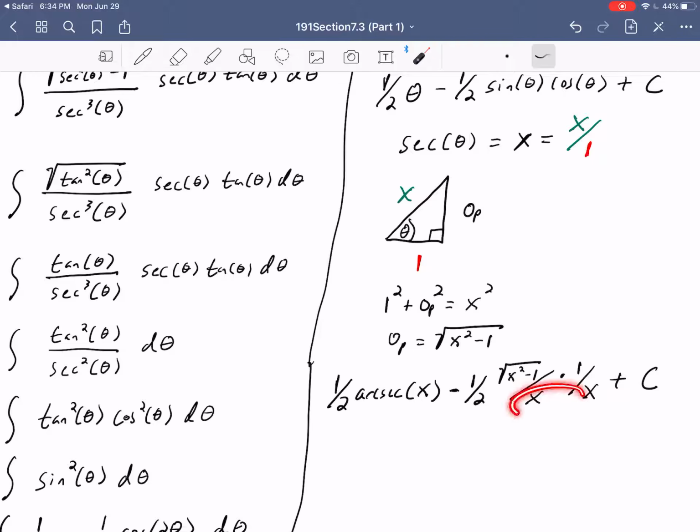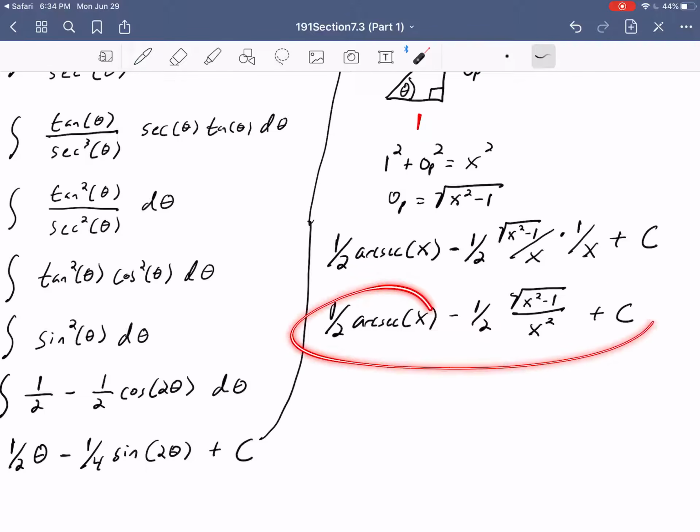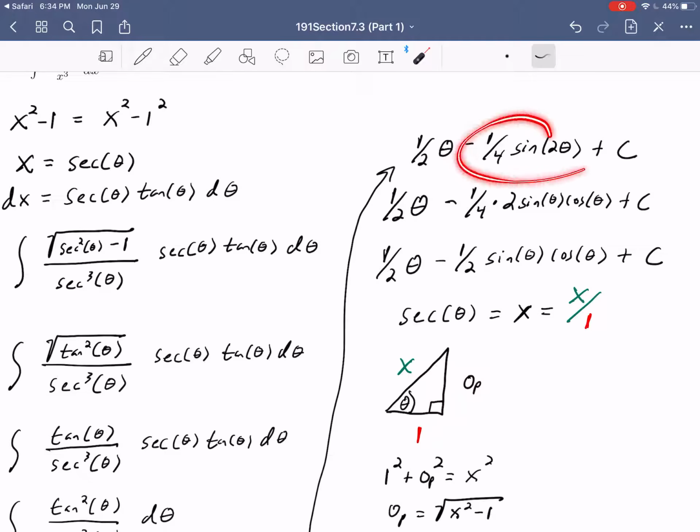Could we clean it up a little bit? Yeah, I guess we could just call that an x squared there. So I guess the best phrasing of this would be 1/2 arcsecant of x minus 1/2 square root x squared minus 1 over x squared plus c. That's pretty decent phrasing of it. Okay, so a little bit messier here because we had to make use of a double angle identity. Just keep in mind that if you use a double angle identity one way, you're going to also have to undo the double angle identity later so that you can actually undo the substitutions.